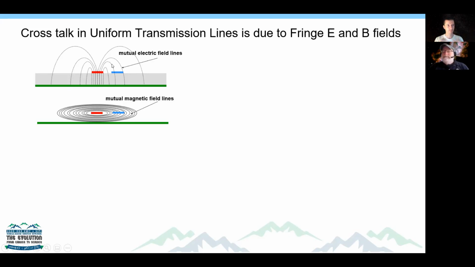Reduce the fields, make them a little bit smaller. What we do by adjusting the return plane is we sculpt those fringe field lines. By bringing the return plane closer, we confine the fringe electric field lines closer to the vicinity of the aggressor. They don't spread out as much. And same thing with magnetic field lines. If we bring the return path closer, we constrict those rings of field lines. Fewer of them go around the victim line, and we reduce the magnetic field coupling or the inductive coupling.